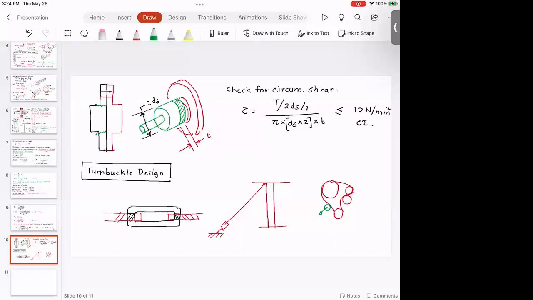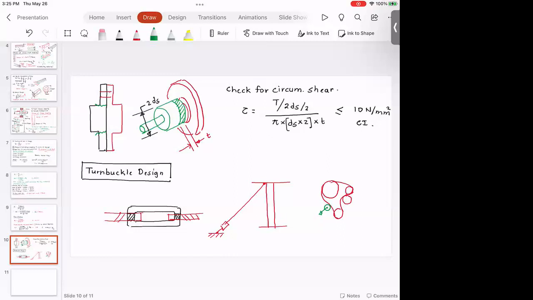Turnbuckle is not designed to transmit power. Turnbuckle can take the load, which means it is designed to take forces. Power comes into the picture when you have force multiplied by velocity. In other words, a turnbuckle is supposed to be in a static condition. You are not going to rotate this turnbuckle continuously forward, backward, forward, backward.